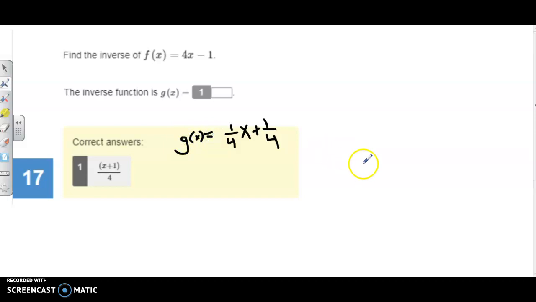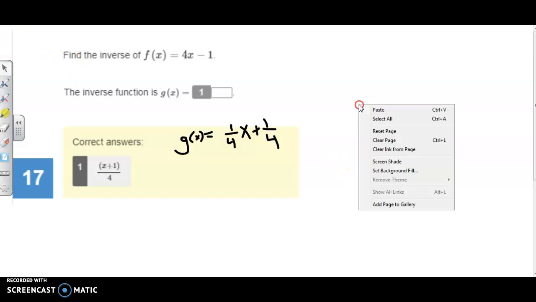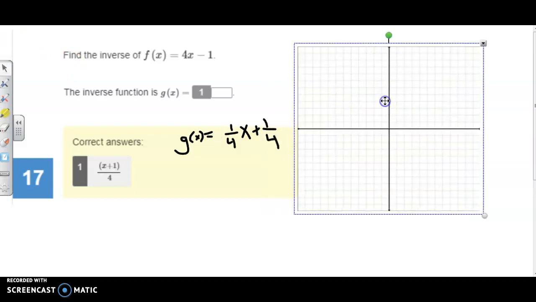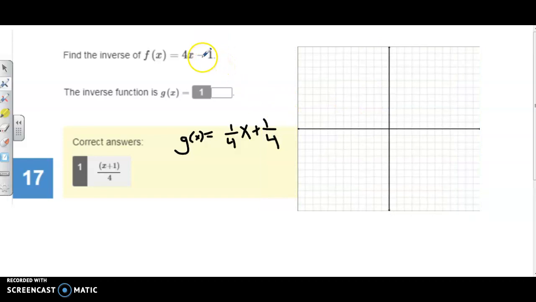Now I'd imagine the problem comes from graphing. So I believe you're supposed to graph the function and its inverse. So to graph this function, that's not so bad, right? You start at -1. You go up 4, right 1, and then you draw a line through that. I think everybody probably was fine with that part. The part that you probably had a tough time with was graphing the inverse, since it was 1/4 x plus 1/4, and they didn't let you start at 1/4 at the y-intercept there.